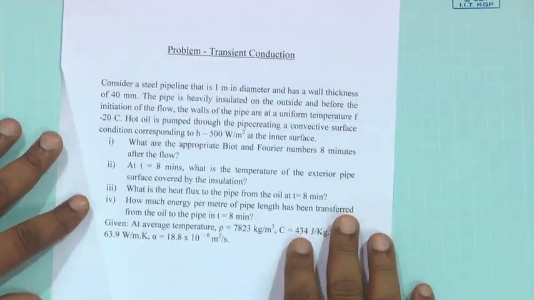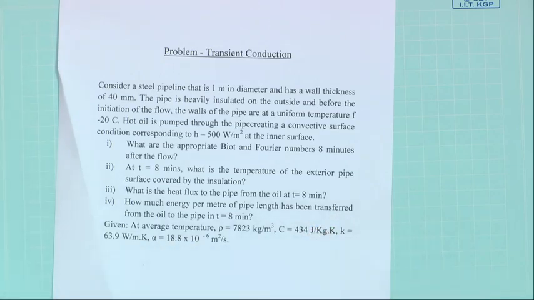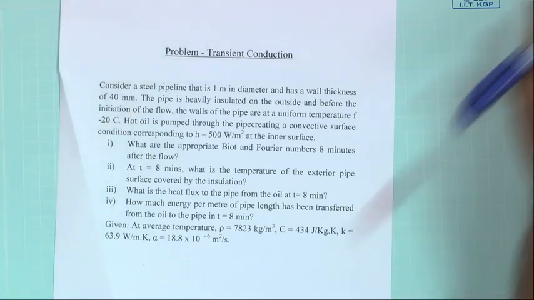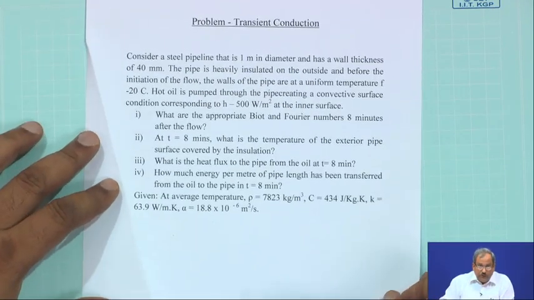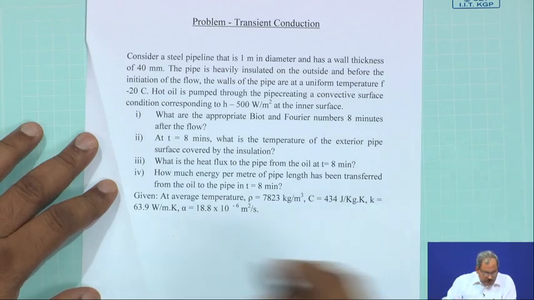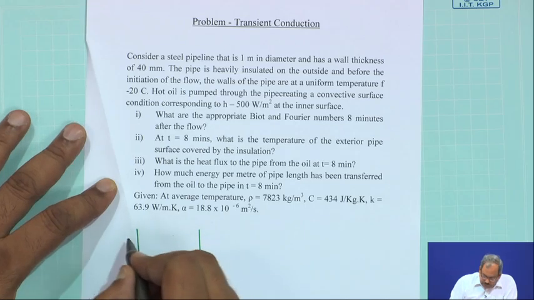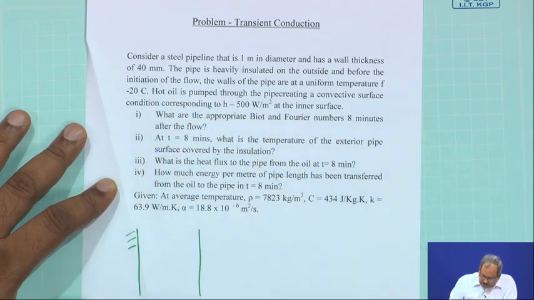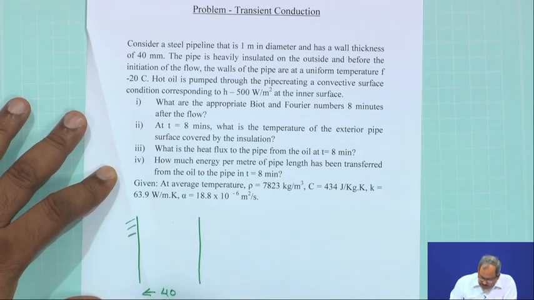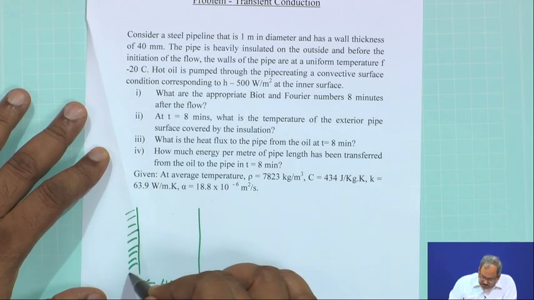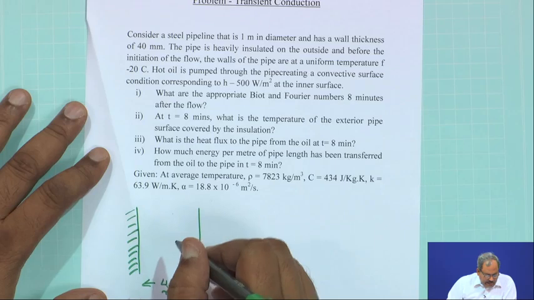So, the problem that we are going to deal with is a problem on transient conduction again. Consider a steel pipeline which is 1 meter in diameter, and which has a wall thickness of 40 millimeters. So, this length is 40 millimeters, and it is heavily insulated on the outside. So, this side is insulated.